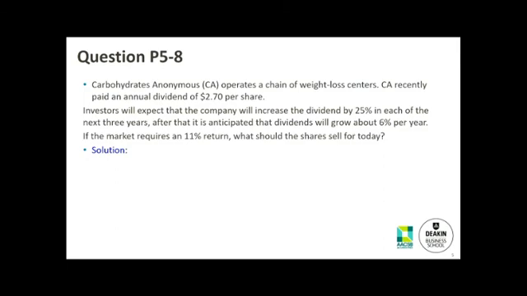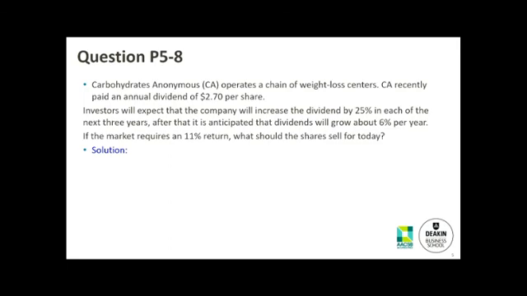So please draw a timeline. For D1, D2, and D3, it will increase at 25%. Do you agree? After that, it is anticipated dividend will grow at 6% forever, which means starting from D4 onward. D4 onward, it is a constant growth rate. So the constant growth rate G is 6%. Do you agree? Now R is 11%. What is the share price?